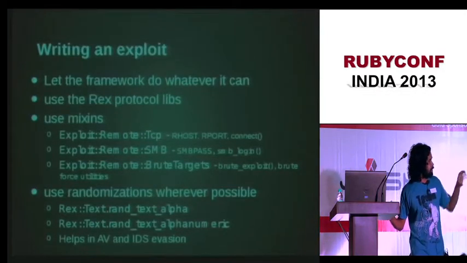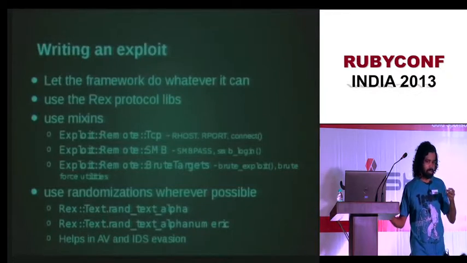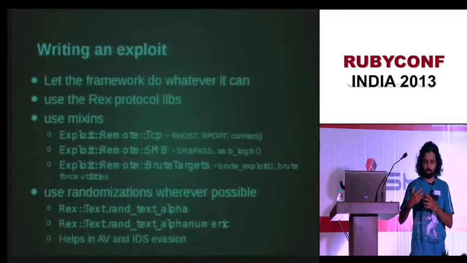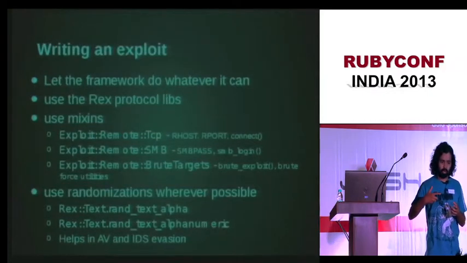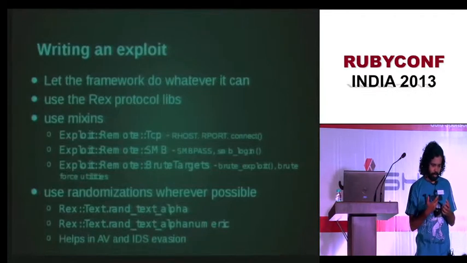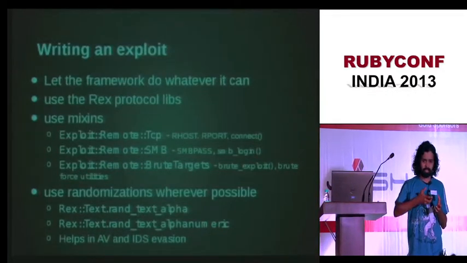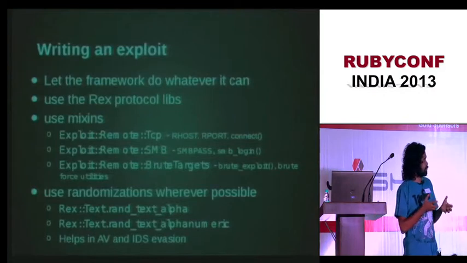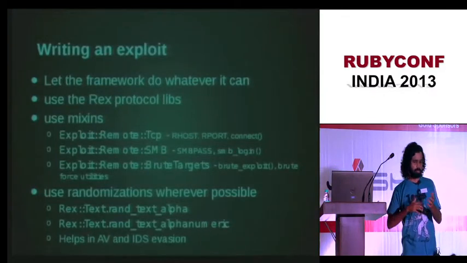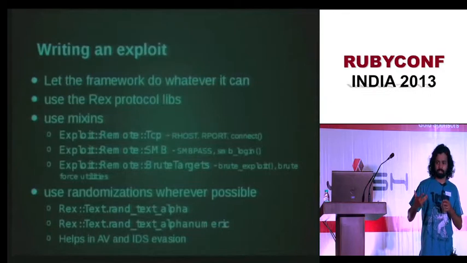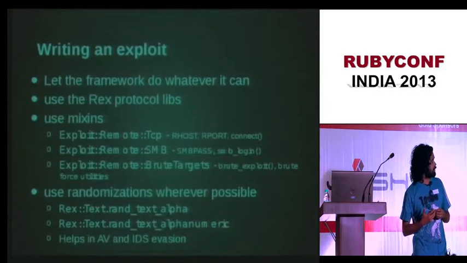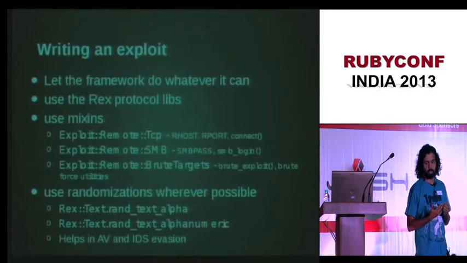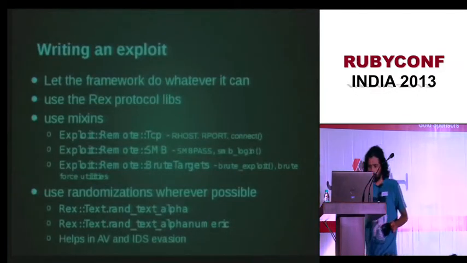The last one is that Rex provides you some randomization API where you can generate some random data to embed into your exploit. This is useful because you wouldn't want an antivirus to generate a signature for your exploit, and then it'll be a problem for you if you're trying another system, and if that system already has your signature in it, your exploit will get detected very easily. So randomization is a way to get around that.